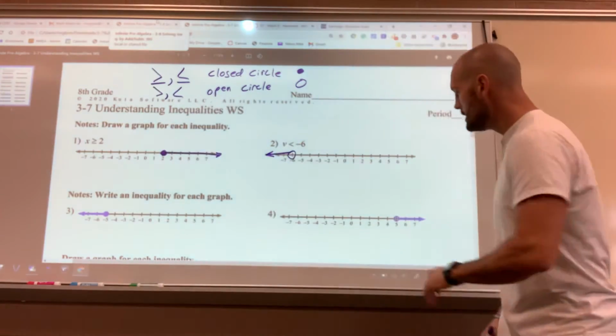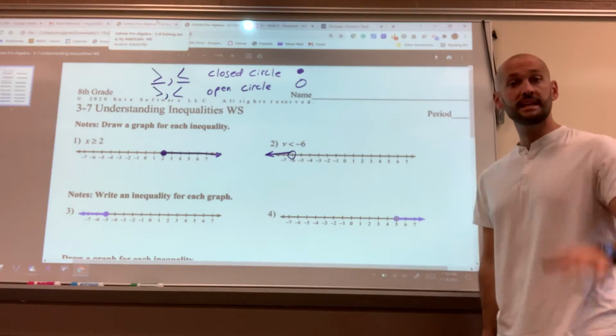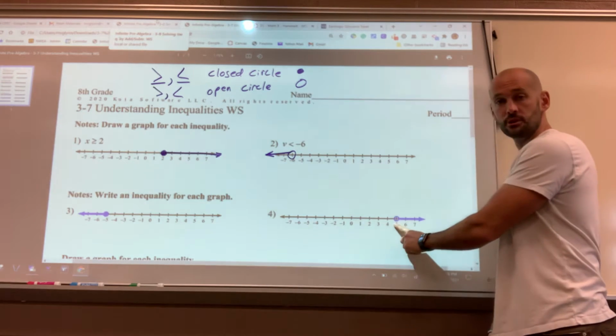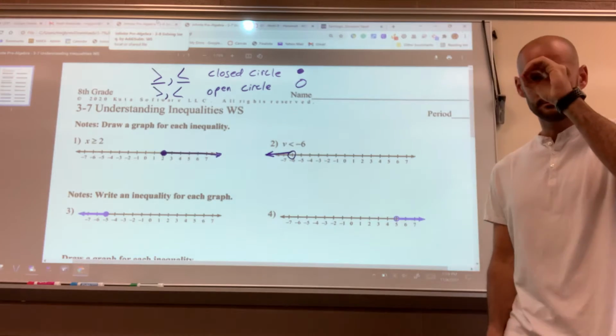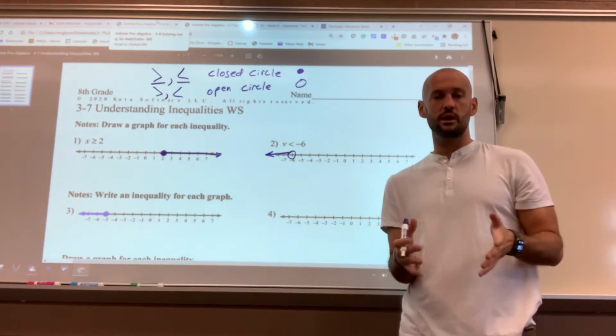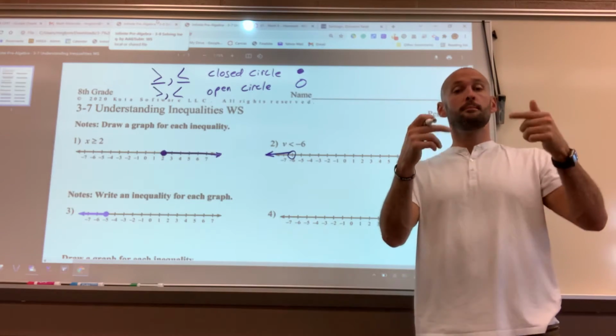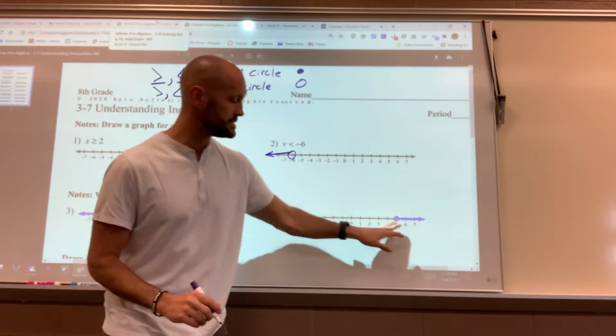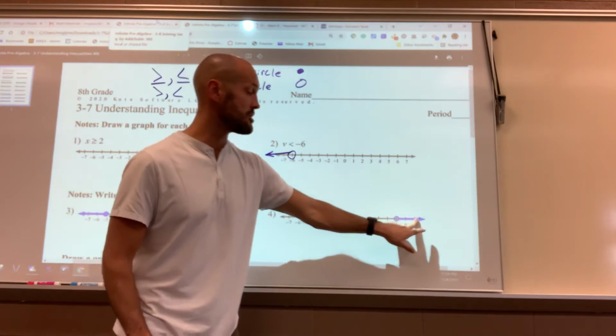You ready? What if they give you the graph? They give you the graph. Still same thing. Is that open or closed? Open. So you know it's not going to be equal to. So here's the best, easiest way to write an inequality based off a graph. For number 4, this is all we see. We see an open circle at 5 and then an arrow going to the right.